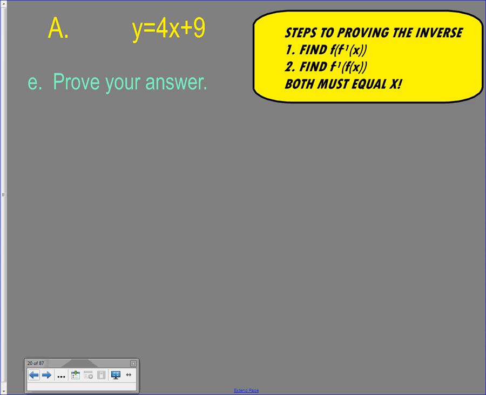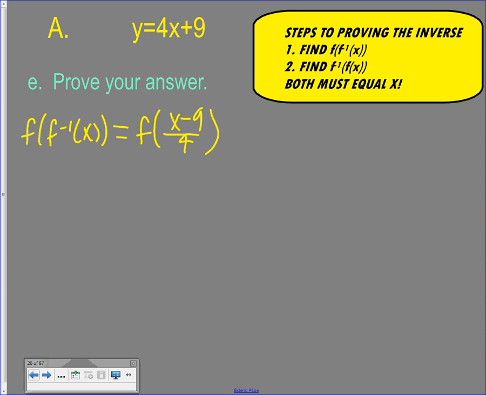So the first thing you're going to do is find f of f inverse of x. So you're going to compose them together to see if they cancel out. Now, if they really do cancel out, we're just going to be left with x. So start with the one on the right. That's the inverse, and our inverse was (x - 9)/4. So you have to take that and plug it into our original.